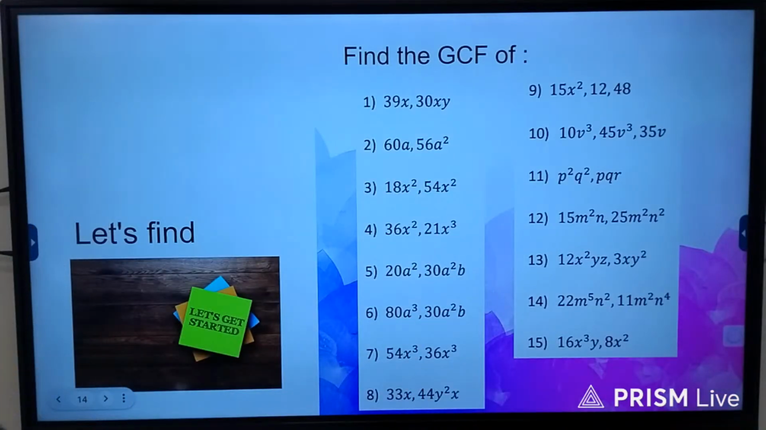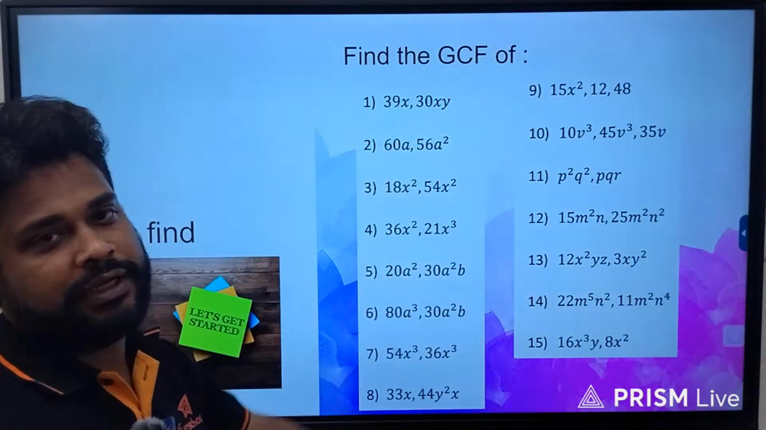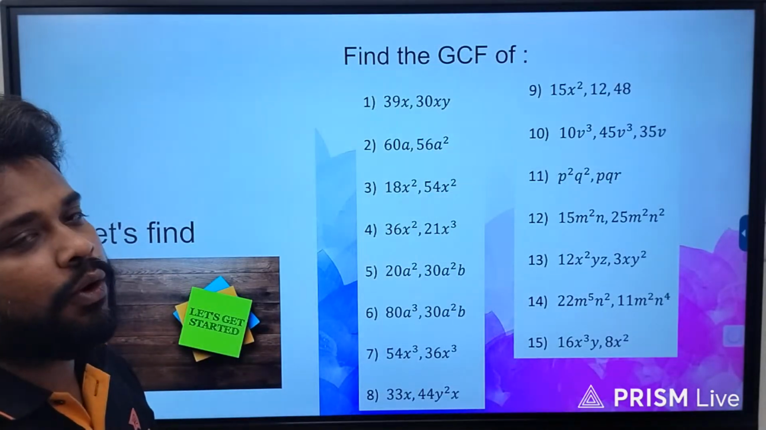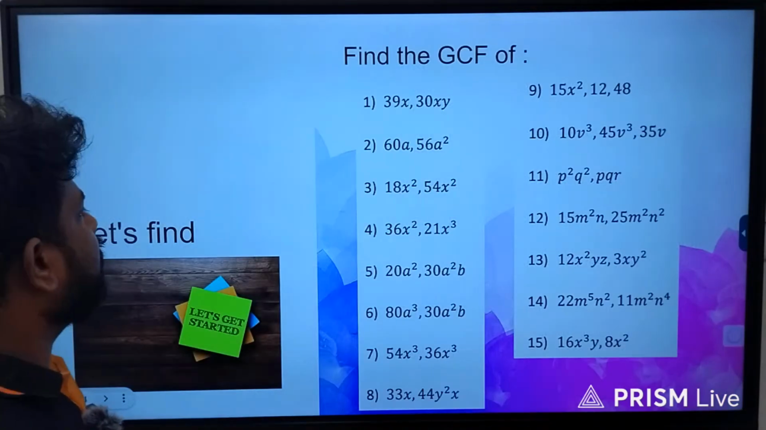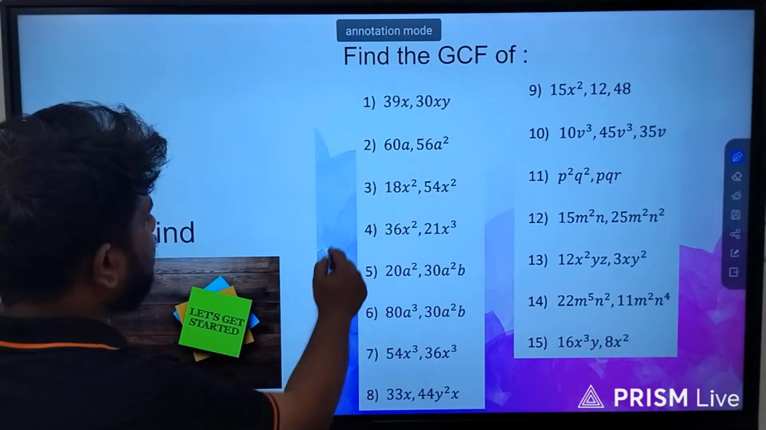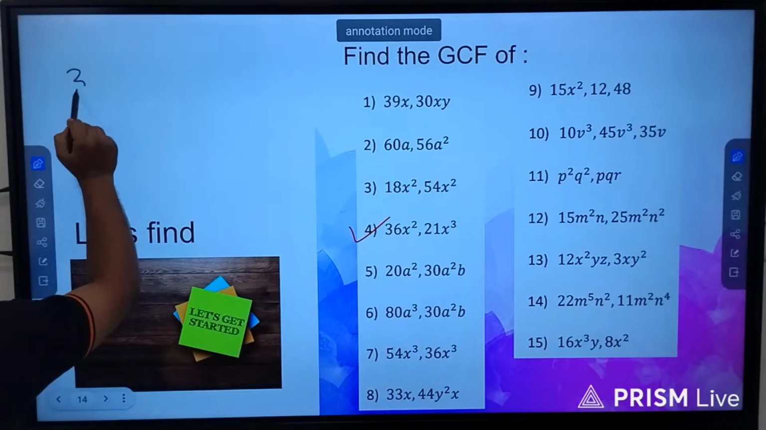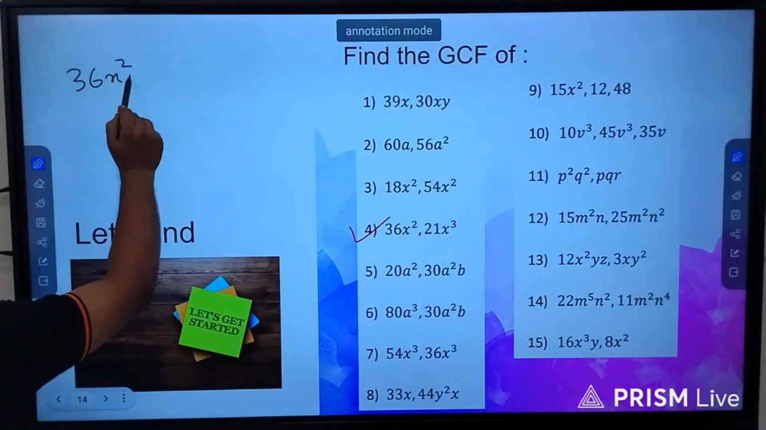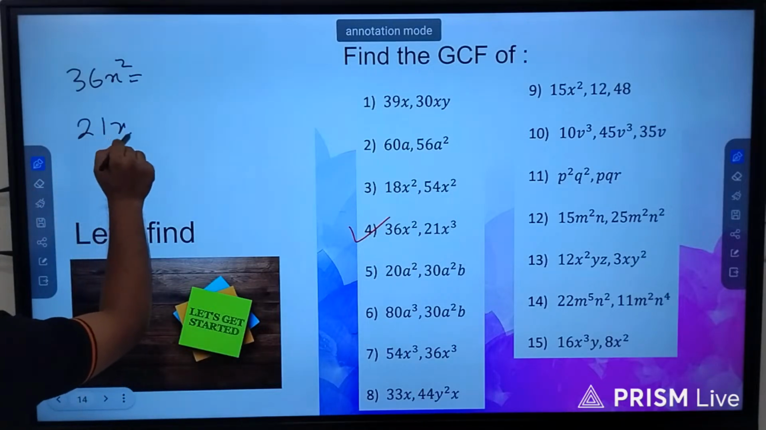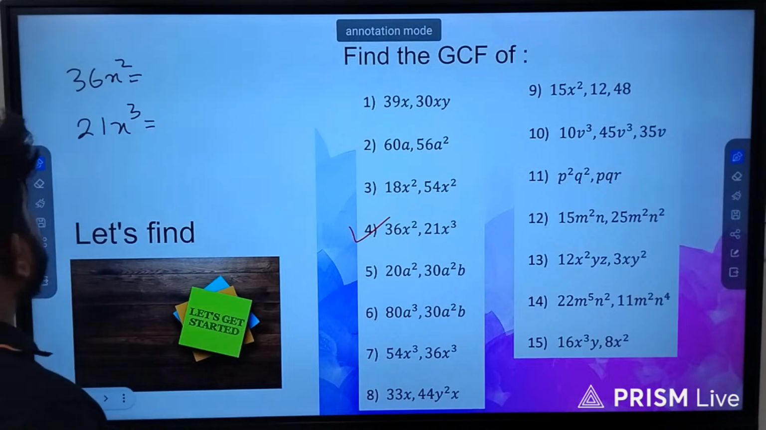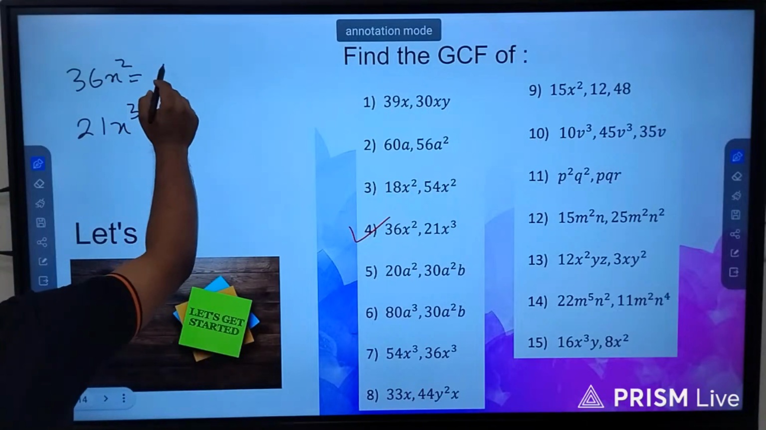Going further, find the GCF of all of the given 15 expressions. Yes, you have to do it all by yourself. Let me do some of them for you. Take number 4. So, we have 36x square and 21x cube.